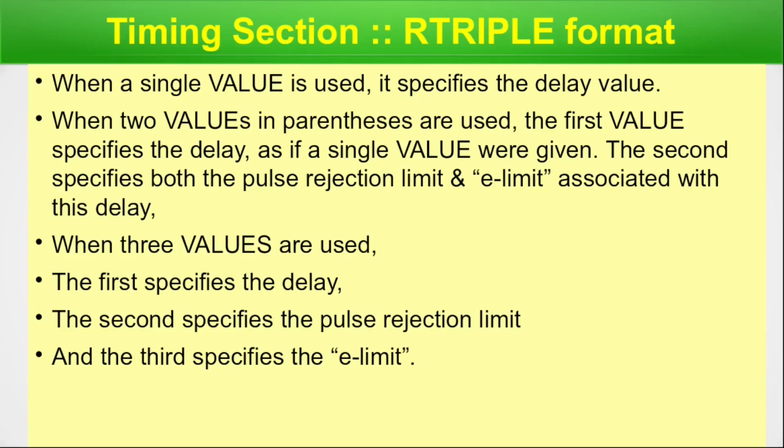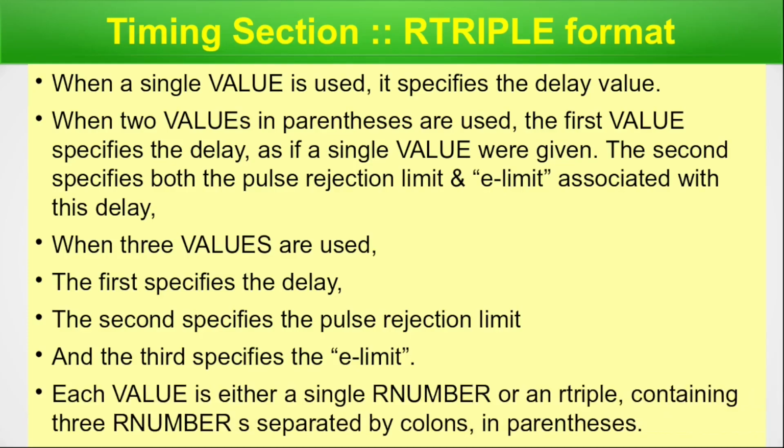If there are two values, then the second bullet will be applicable. And if there is one value, the first bullet on this page will be applicable. Each value is either a single real number or an RTRIPLE containing three real numbers separated by colons in parentheses. Just as I have explained, I think we are done with the RTRIPLE format in this slide. So let's move on. Increment delay.